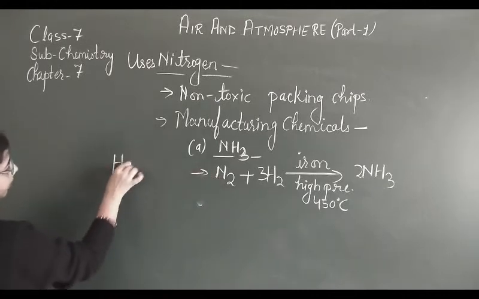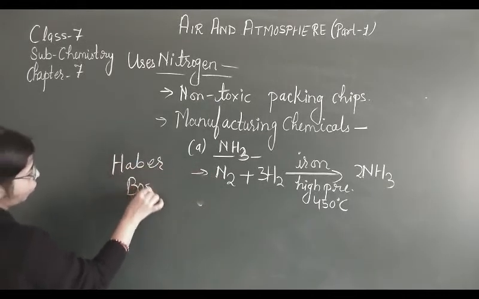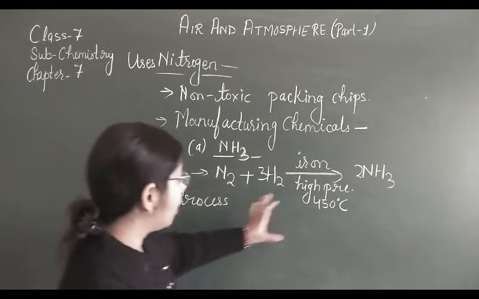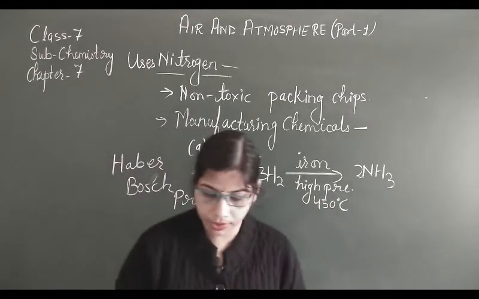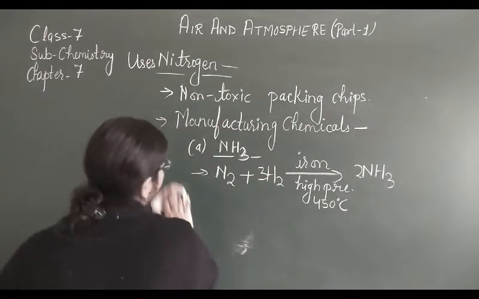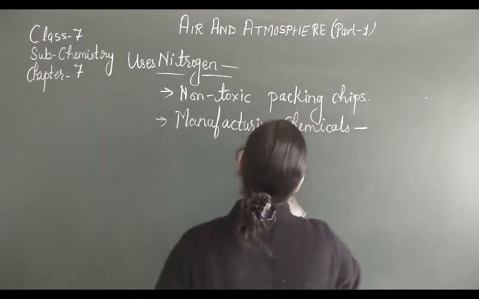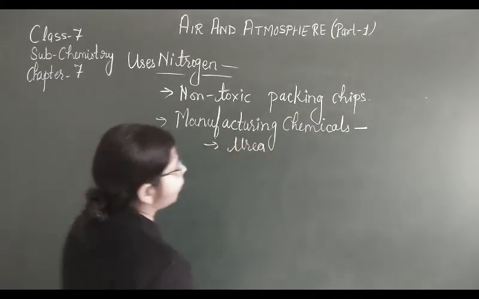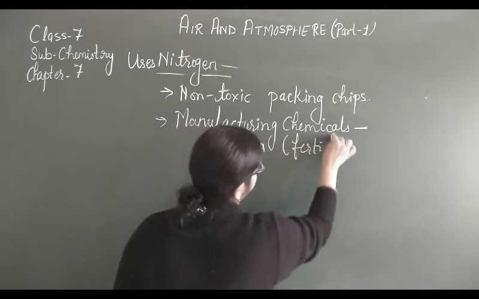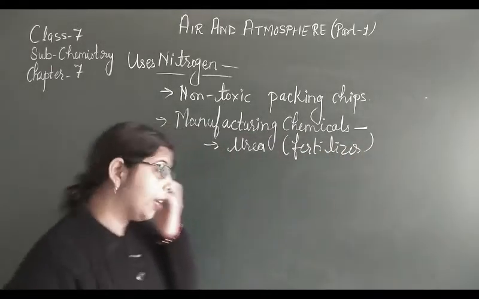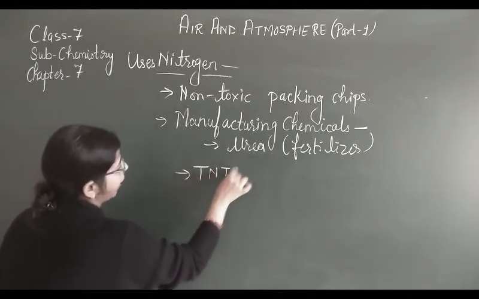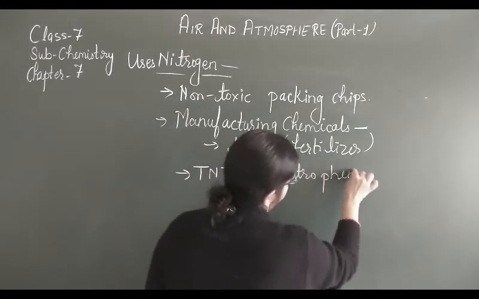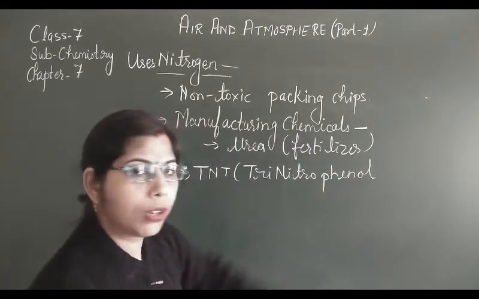That means ammonia is commercially and widely produced by the Haber-Bosch process. Okay, now let us see other uses and how other chemicals are formed from nitrogen. This ammonia is also utilized for making urea, which is a fertilizer. It is also utilized for forming TNT, known as trinitrophenol, and for making trinitroglycerin.